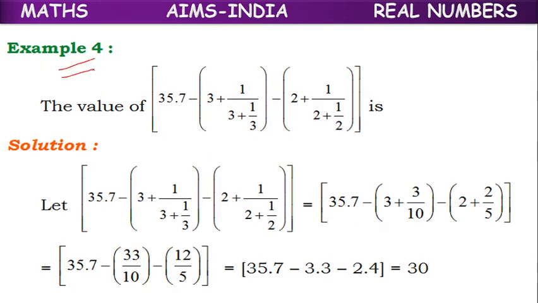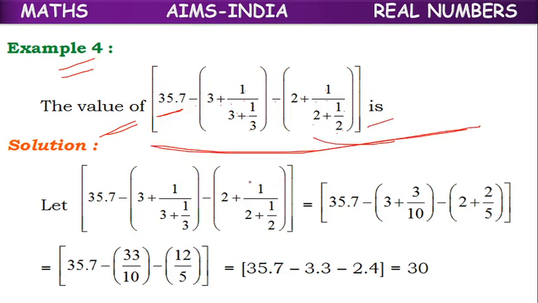Next, example 4. Find the value of 35.7 minus 3 plus 1 by 3 plus 1 by 3 minus 2 plus 1 by 2 plus 1 by 2. We have to find this value. We have to simplify step by step. So here 35.7 will be taken as the same.